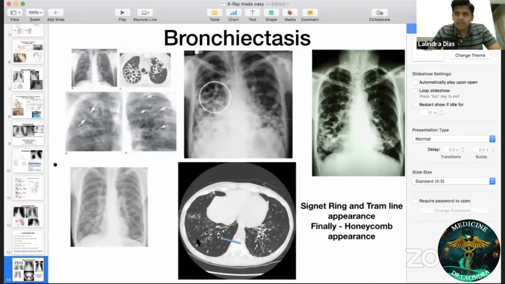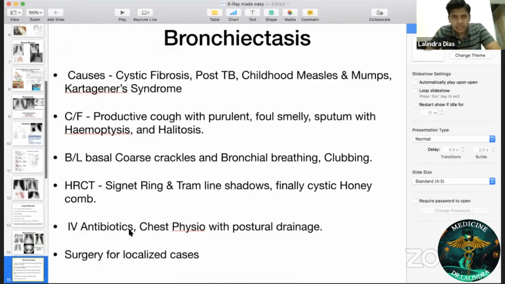Then guys, we went on to discuss the condition called bronchiectasis, that is the persistent infection, inflammation of the terminal bronchioles causing permanent dilatation. The clinical features, causes, physical signs, how to diagnose, investigate bronchiectasis, I taught you. X-ray findings, CT findings, like the tram tract shadows, signet ring appearance, finally honeycomb appearance, that we have covered.